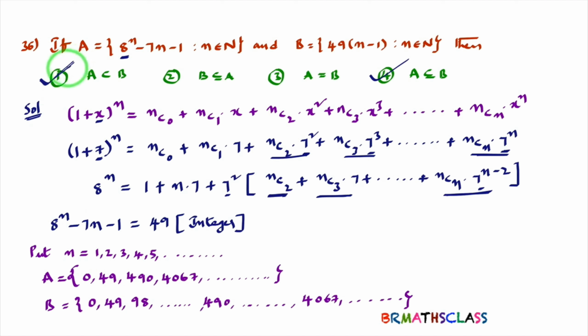So what is the right option? First option is the right option. So fourth option is the wrong option. So in this question, what is the right option? A is a subset of B.